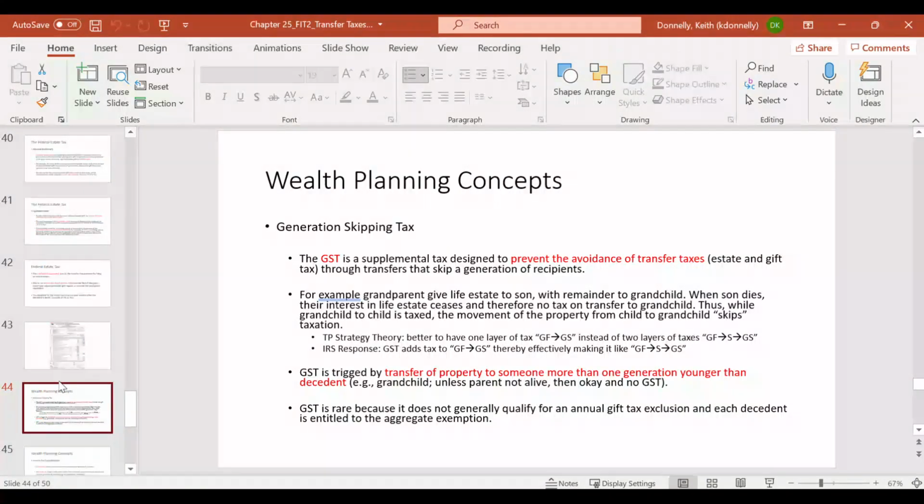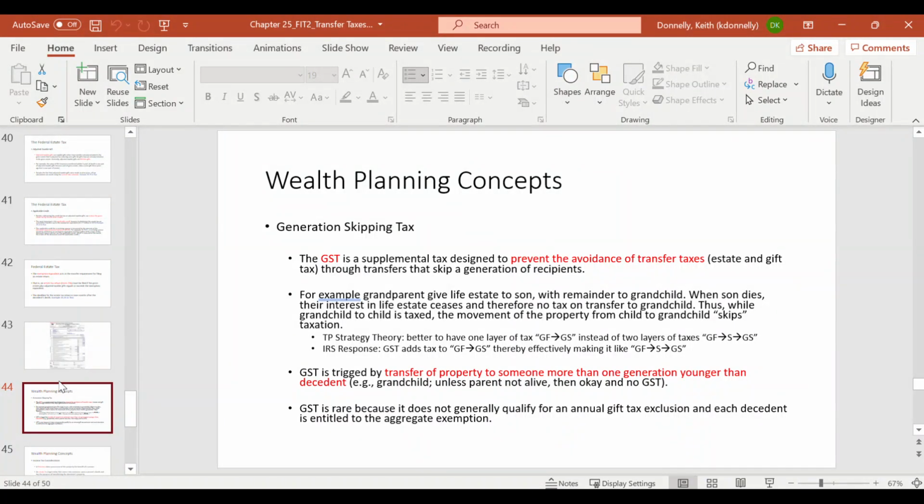You have a bunch of money that you want to leave. Let's say you want to leave $20 million, right? We know 11 million of that you're going to be able to use the exemption equivalent on. So we know that roughly $9 million you're going to have to pay estate and gift tax on. And we know that that's a high tax rate. We don't like that.